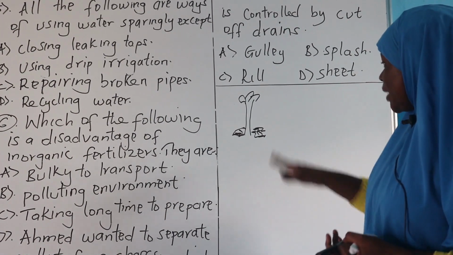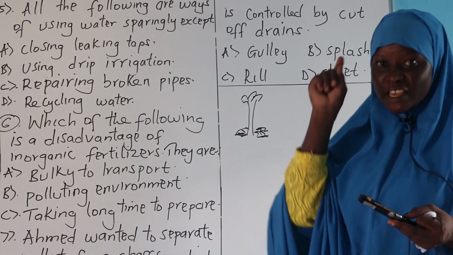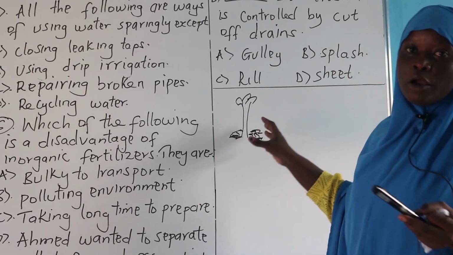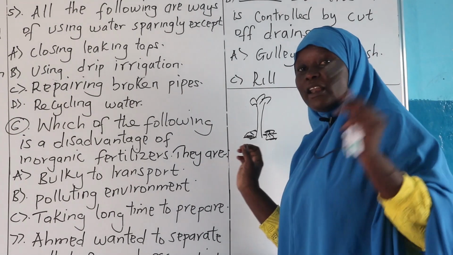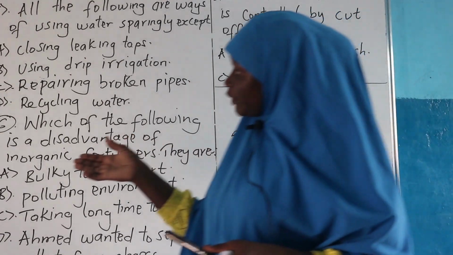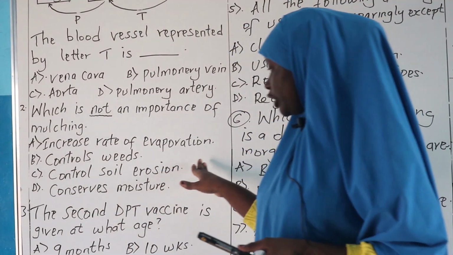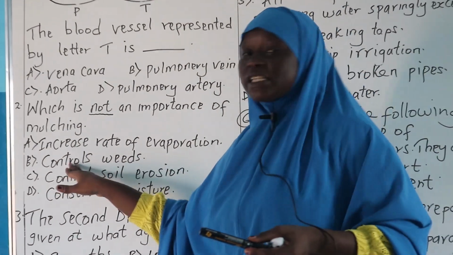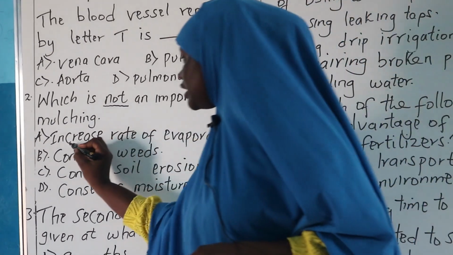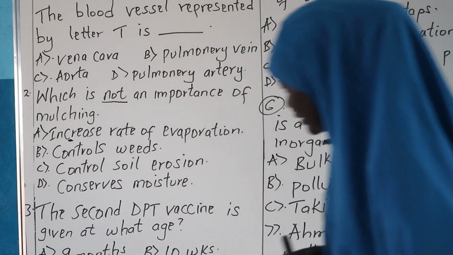Number 3, mulching retains moisture in the soil. And that is the main function of mulching. The main reason why we do mulching is to retain moisture in the soil. Then another function of mulching is it controls soil erosion. Now check the choices. Conserve moisture, we've said it conserves moisture. Control soil erosion, it controls weeds, that is suppressing weeds, it is also there. Increase rate of evaporation. Now mark this is increase. But we said it decreases, so you know where the answer is.